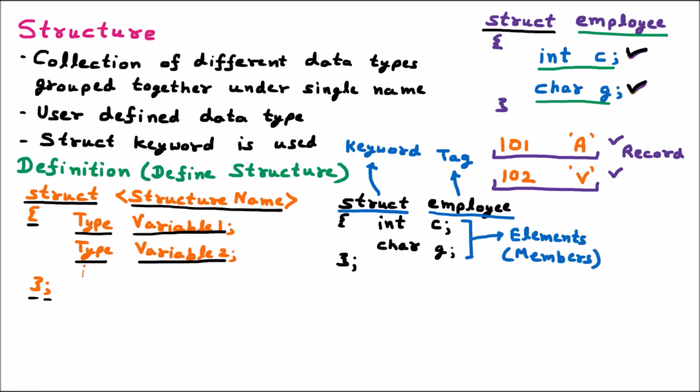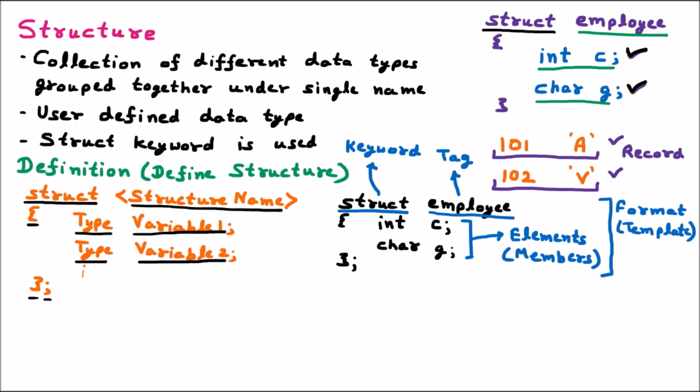So this whole thing which we have created, struct employee, then afterward bracket start, int c, char g, bracket close, and semicolon. This complete thing is called the structure definition, or the format, or the template. The format or the template signifies that any variable we take of the structure will be following this template or the format.